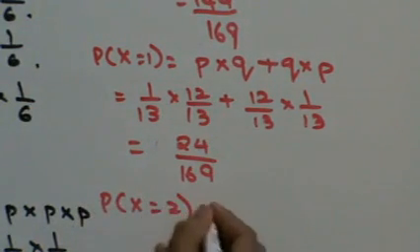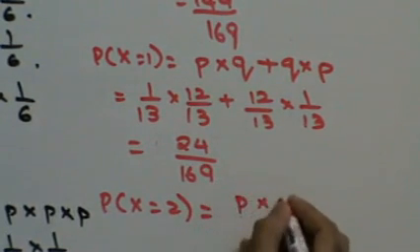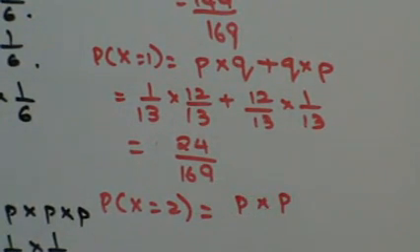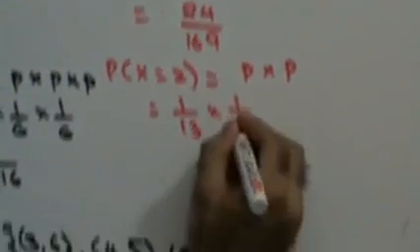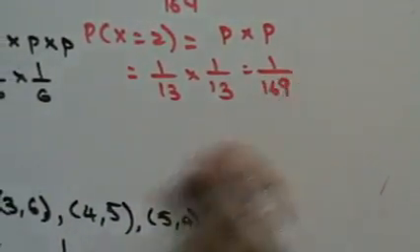Probability of 2 successes. That means first card shows a success and the second card shows a success. First card shows a success is 1 by 13. Second card shows a success is also 1 by 13. So that's 1 by 169.